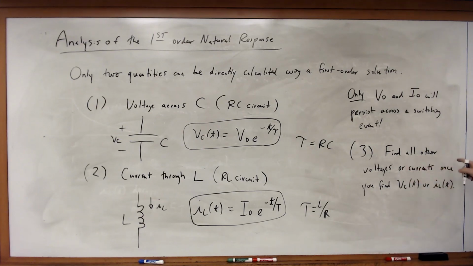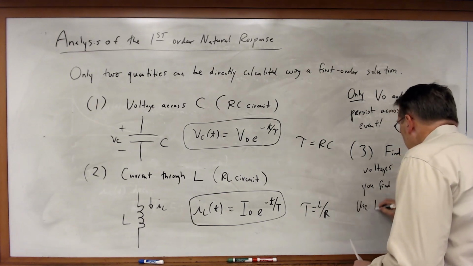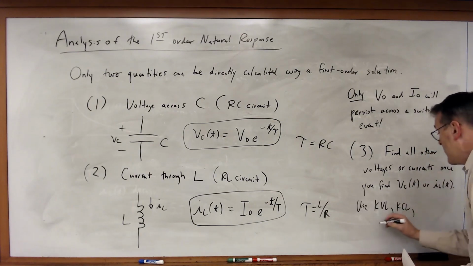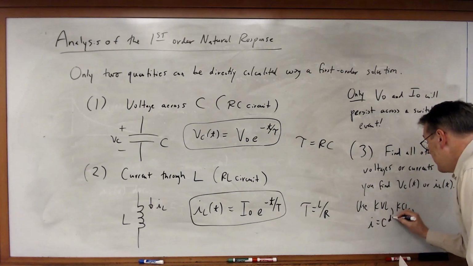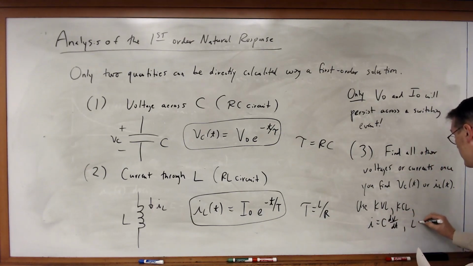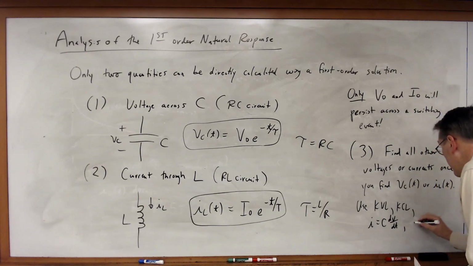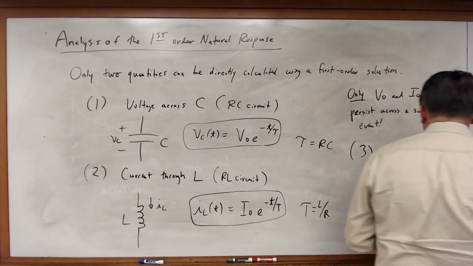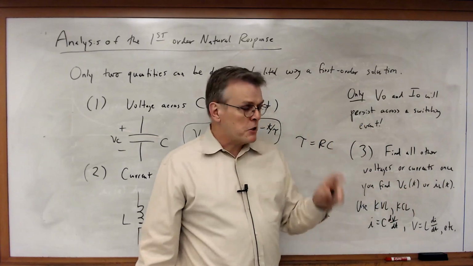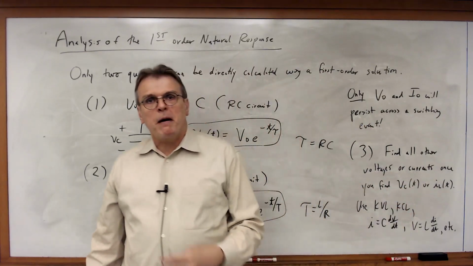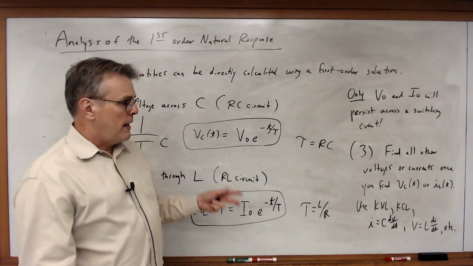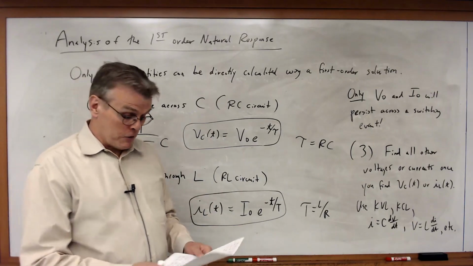Find all other voltages or currents once you find VC of t or IL of t. So in this case, you'll use KVL, KCL. You'll use I is equal to C dV/dt, or V is equal to L di/dt, and so forth. So given this current and this voltage, once you have that expression, then you can find the rest by using the other equations you've learned. And we already saw that example with the RC circuits. And very shortly, we'll also look at that for the RL circuits.